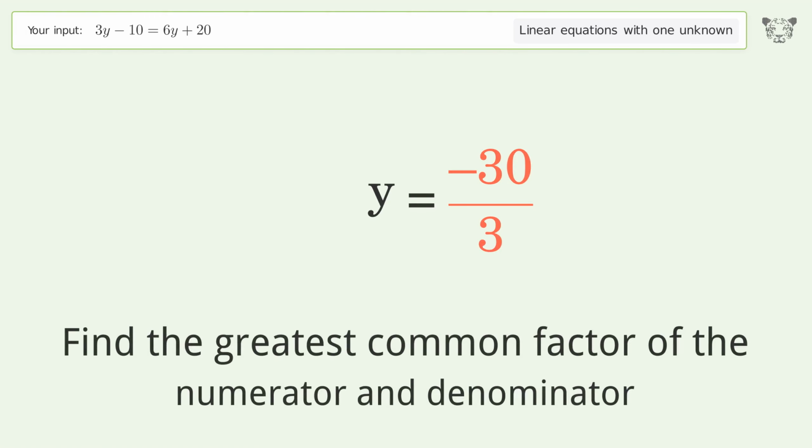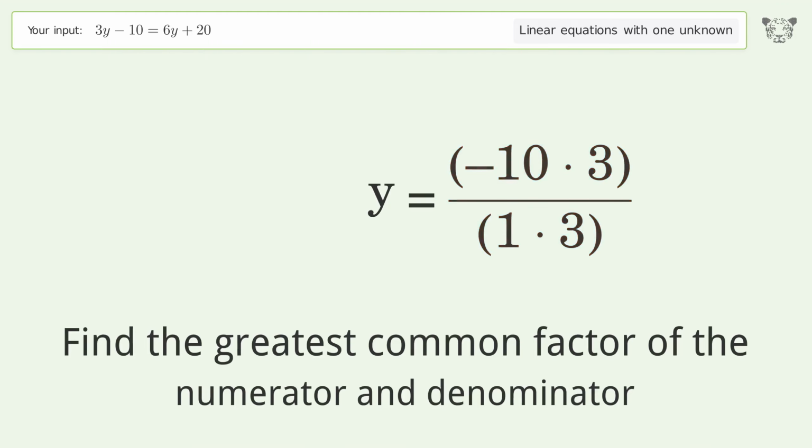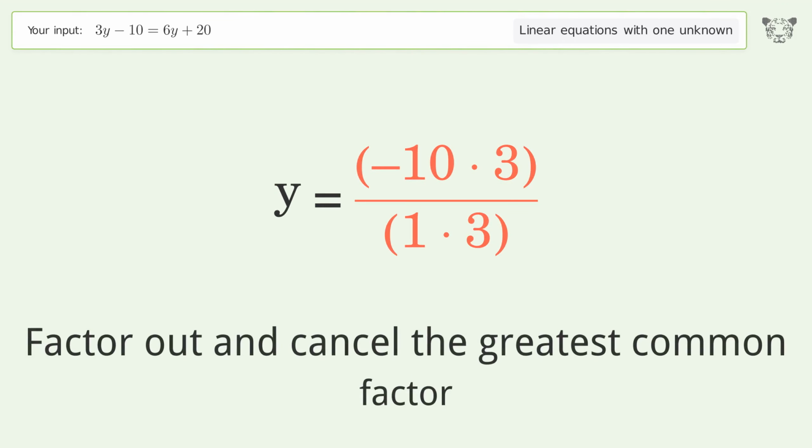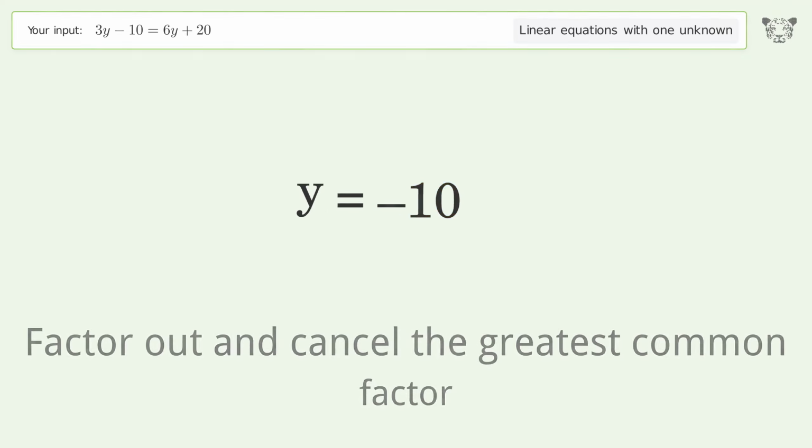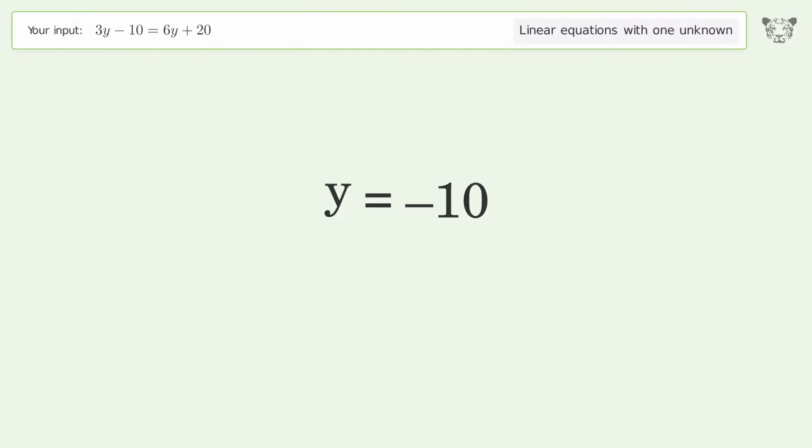Find the greatest common factor of the numerator and denominator. Factor out and cancel the greatest common factor. And so the final result is y equals -10.